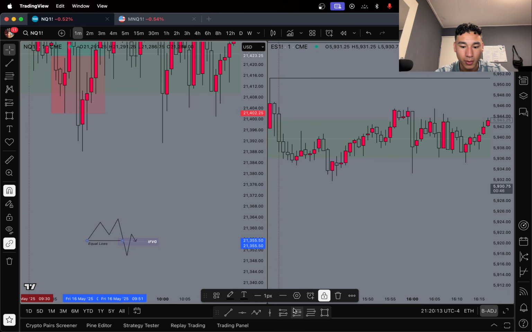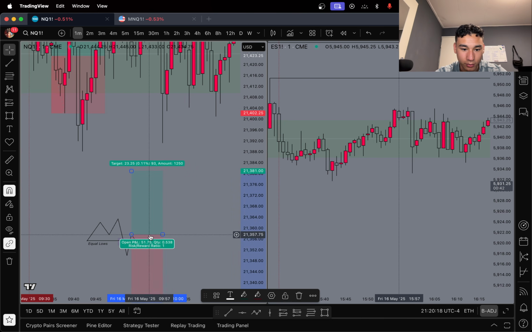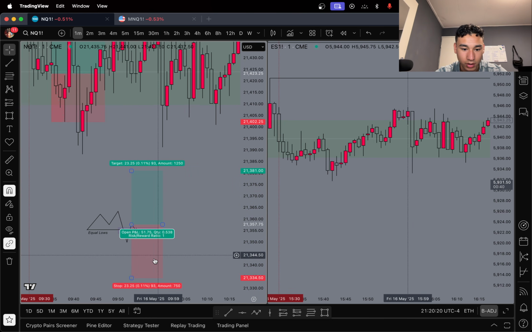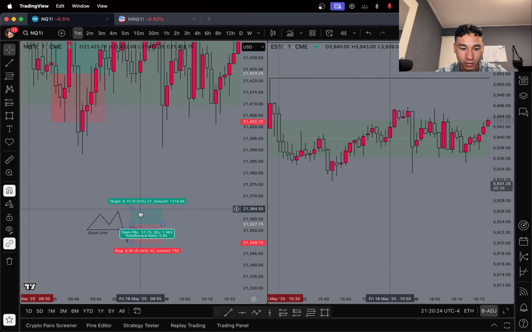Right there. And then we close above that IVG that took the equal lows. I enter with a market execution there. My stop is at the low. And this is what I'm trying to catch, that buy side, that push higher, okay?